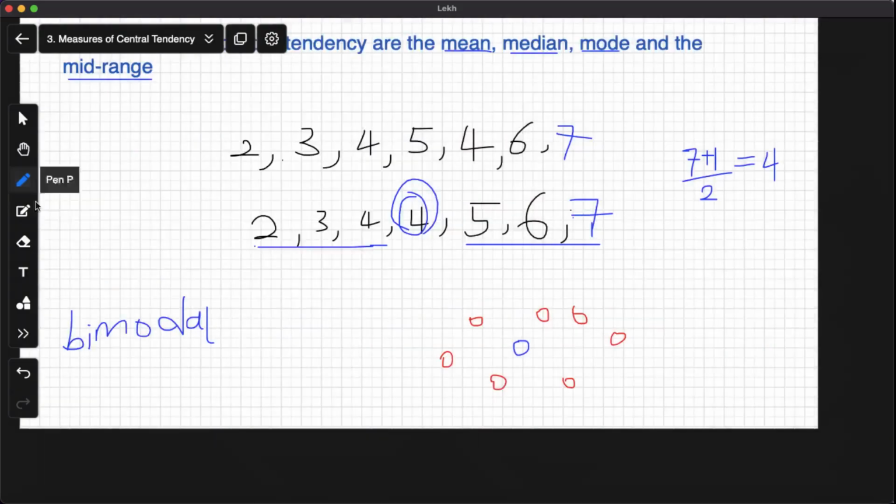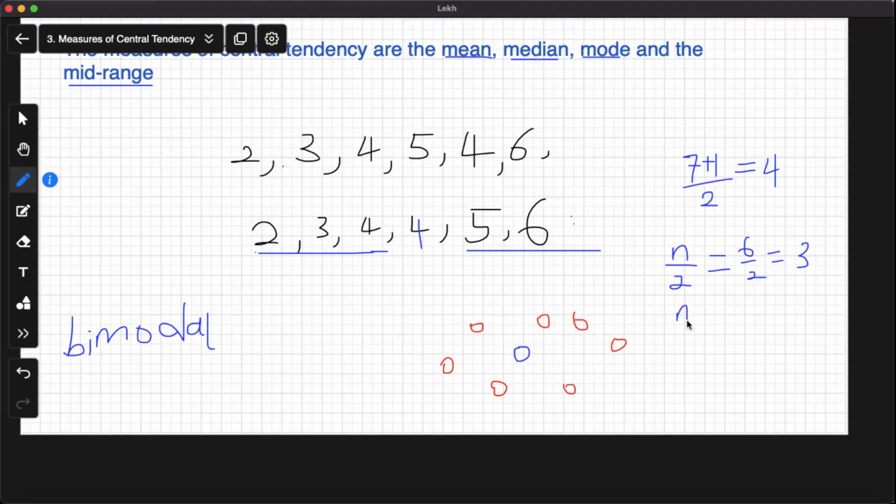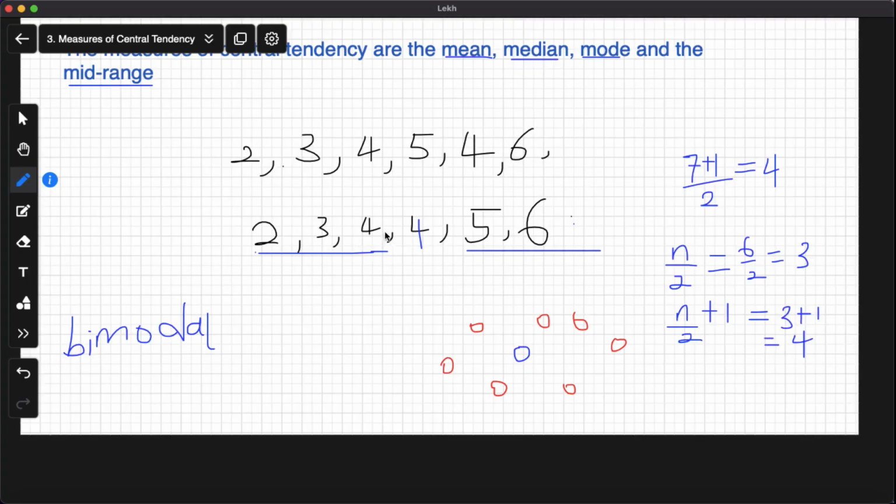Supposing that we had no 7th element, we had just 6 of them. Then this time around, n over 2 is going to give us 6 over 2, and that will be equal to 3. Then n over 2 plus 1 will give us 3 plus 1, and that will be 4. So it means that we're going to be taking the third and fourth elements and joining them and dividing by 2.